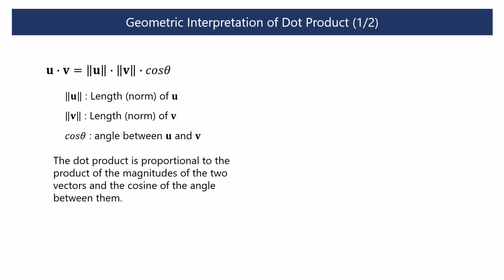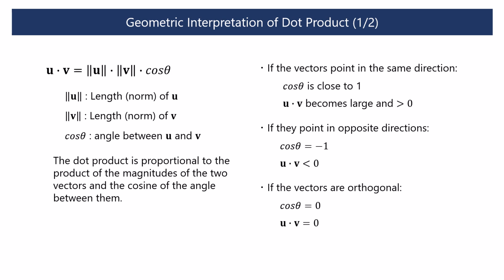This equation tells us that the dot product is proportional to the product of the magnitudes of the two vectors and the cosine of the angle between them. If the vectors point in the same direction, cosine theta is close to 1, and the dot product becomes large and positive. If they point in opposite directions, cosine theta is minus 1, and the dot product is negative. And if the vectors are orthogonal, that is, at a 90-degree angle, then cosine theta equals 0, and the dot product is 0.